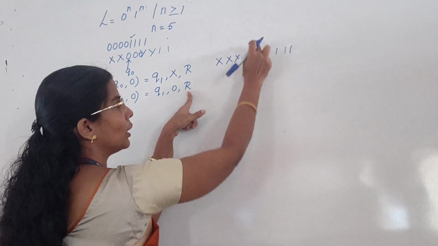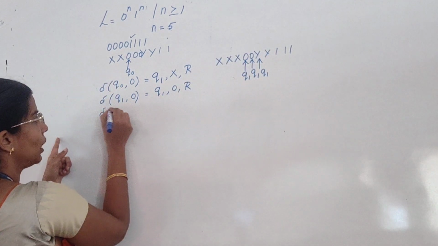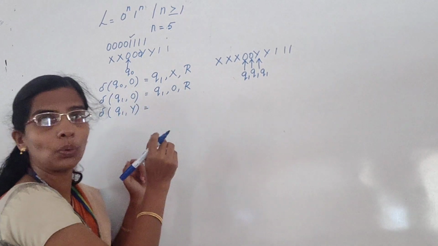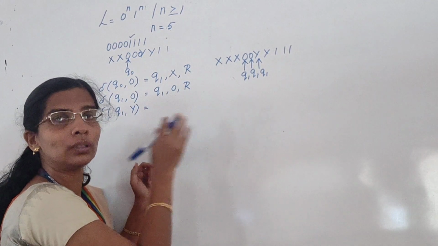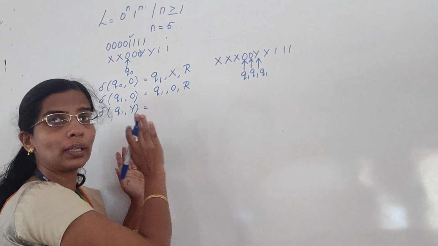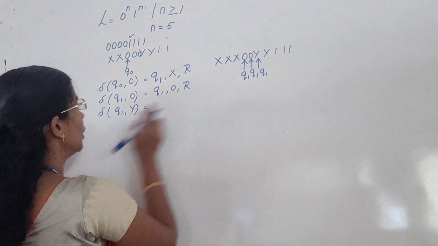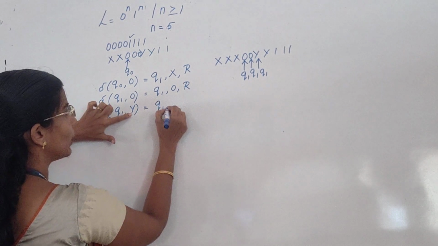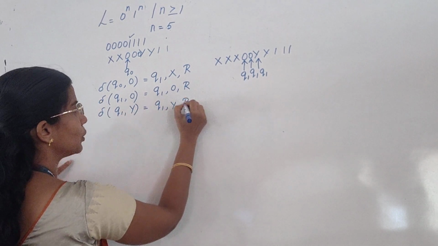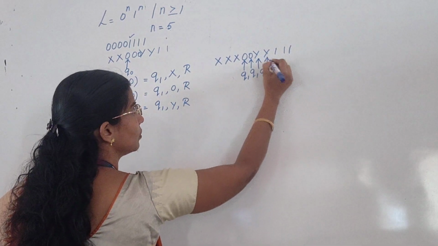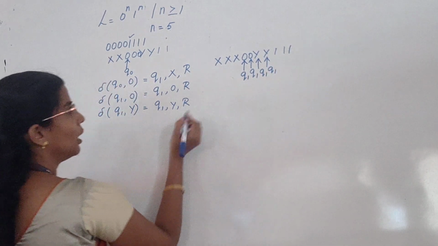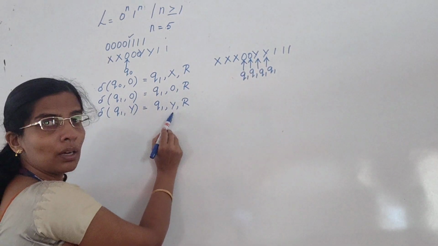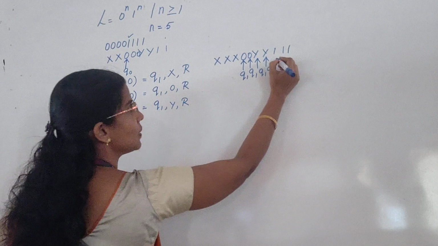Now Q1 is pointing to y. As I told, until you reach your first 1, just travel towards right. Don't make any changes to your Turing machine. So even this state remains the same and this y remains the same, but I will be traveling towards right. Now Q1 comma y. I will be using the same transition. Again the direction is right.